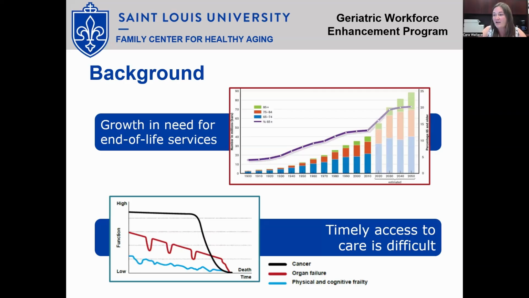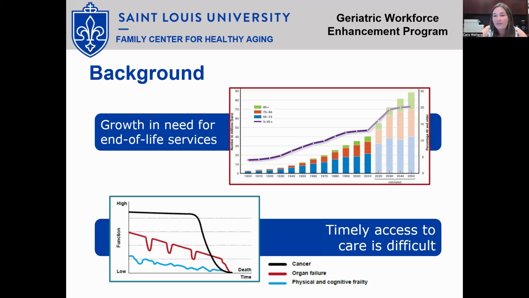The black line there shows cancer, which typically is a pretty predictable path towards death. People get cancer, they receive lots of treatment. There comes a time when those treatments are no longer able to address the disease itself, and they might transition then to receiving only palliative or hospice care, and they can decline fairly quickly towards death.